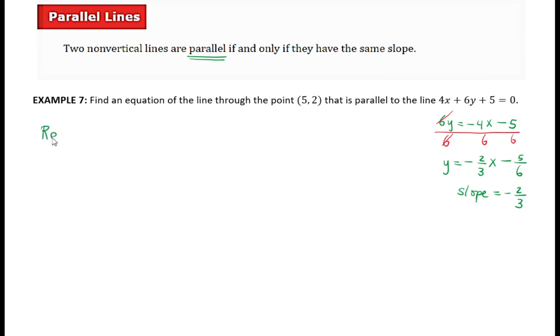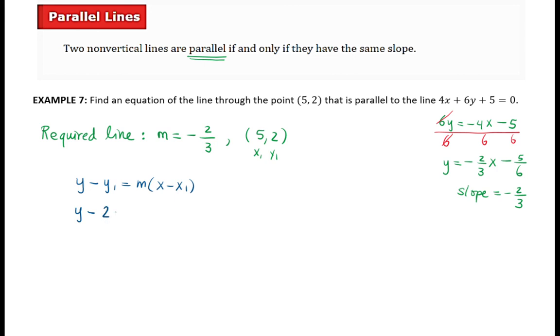So if you look at the required line or desired line, they have the same slope because they're parallel, right? So the slope needs to be -2/3, and the point will be (5, 2). So this is like x1, y1. So now we can write down the equation. It's going to be y minus y1 equals the slope times x minus x1, because we have a point. If that was the y-intercept, then we could use the slope-intercept form. We got y minus 2 equals -2/3 times x minus 5.